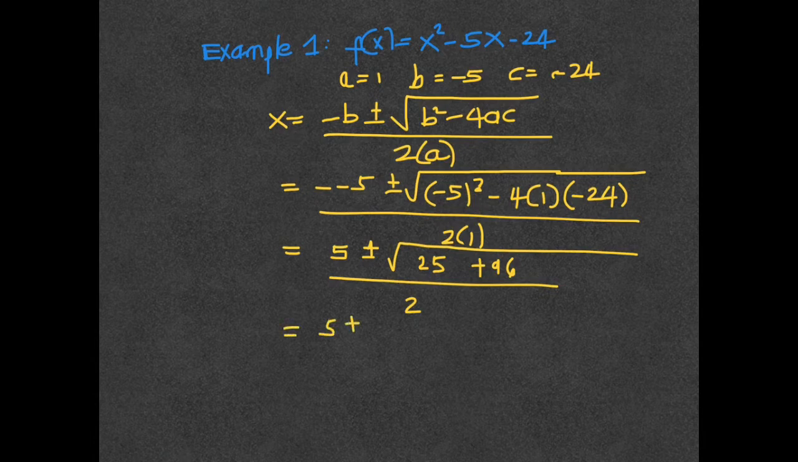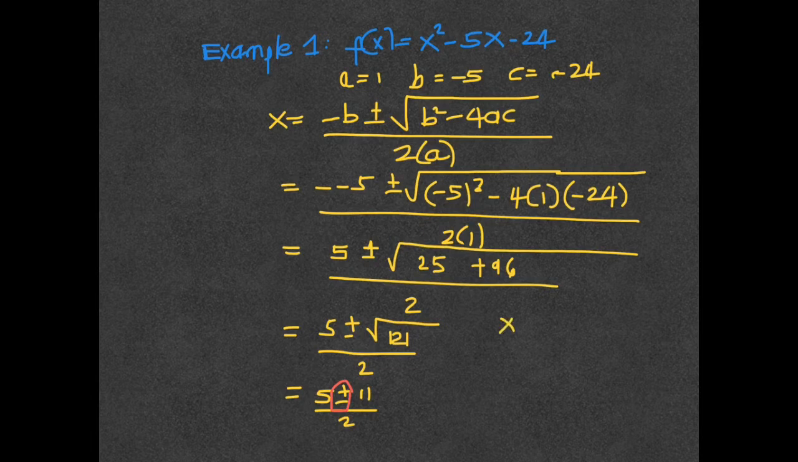We have 5 plus or minus the square root of 25 plus 96 is 121, divided by 2. So we can further simplify this into 5 plus or minus the square root of 121 is 11, and divide this by 2. From this, you are now having two different values because of plus and minus. So let's break this down into two different x values.